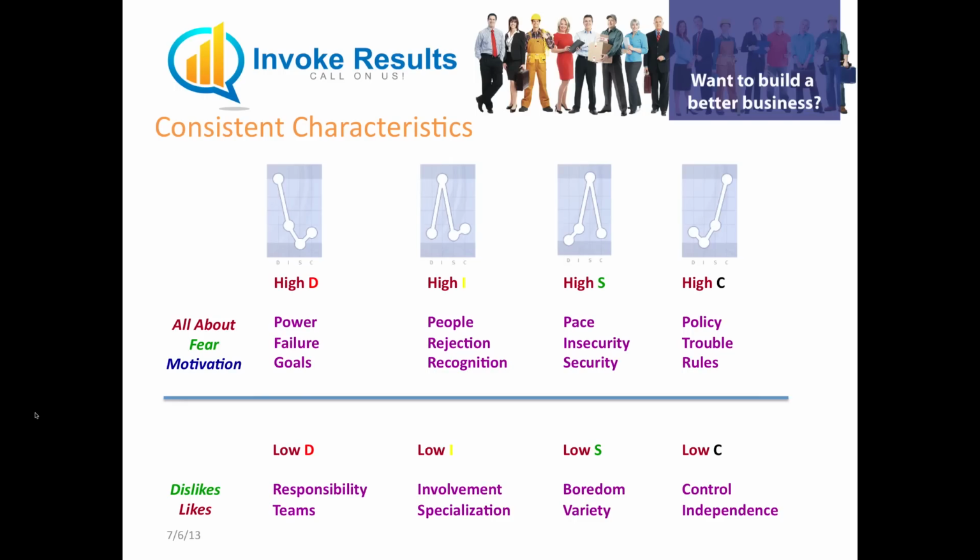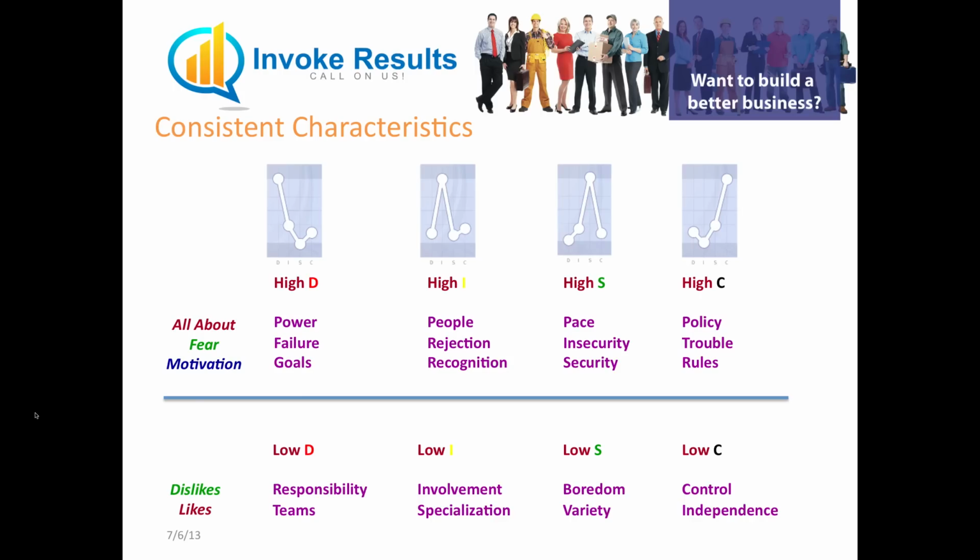At the other end, the low D really dislikes responsibility. They don't want to be in charge, and they much prefer to work within a team environment. And we'll expand on the Ds in a second, and the Is and the different factors. Moving on to the I, the high I, they're all about people. Their biggest fear is rejection. So they want you to be their friend. They want you to like them. And they don't like it if you reject them.